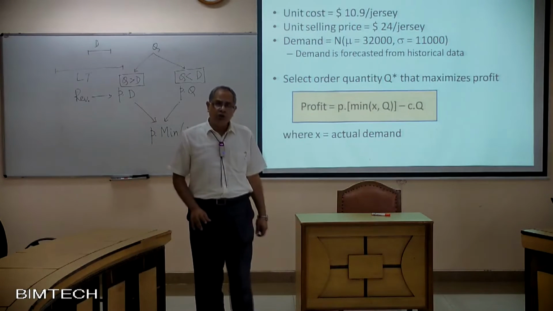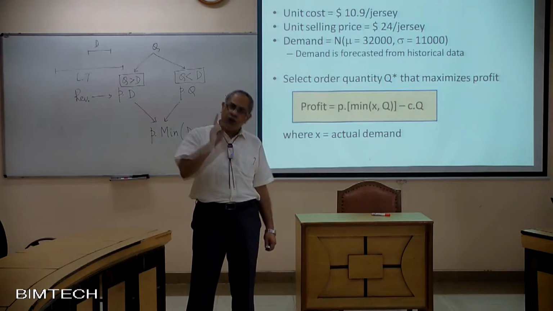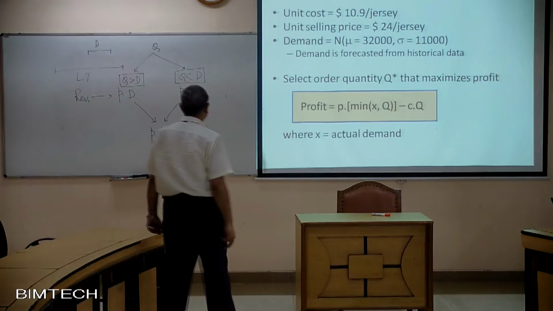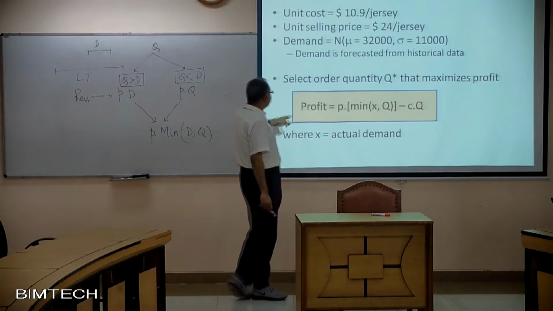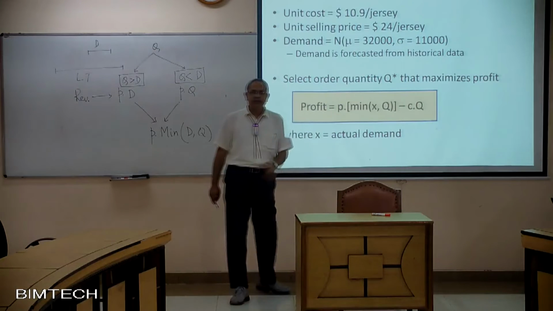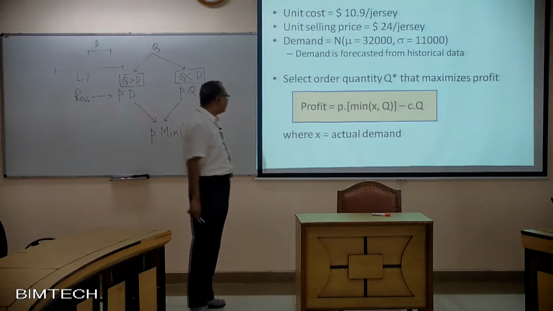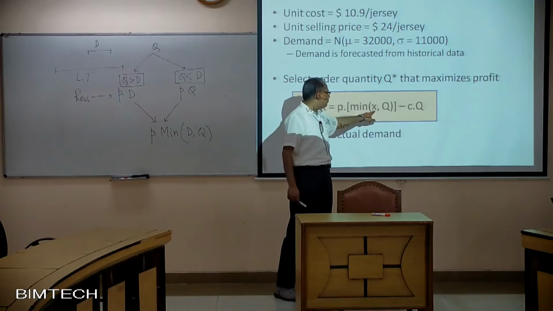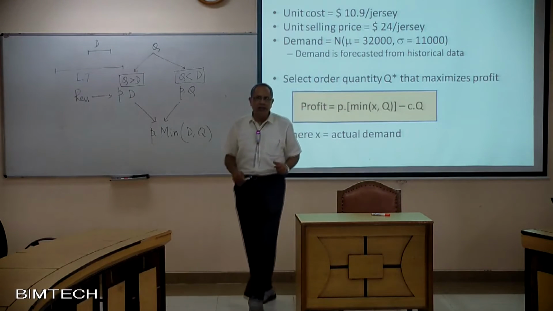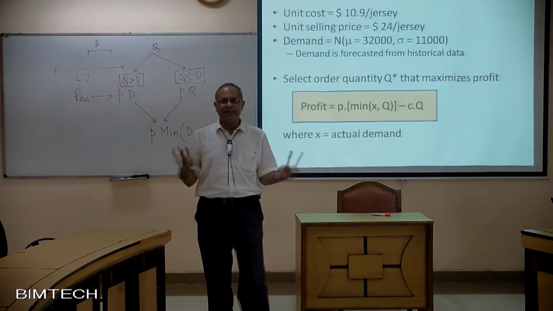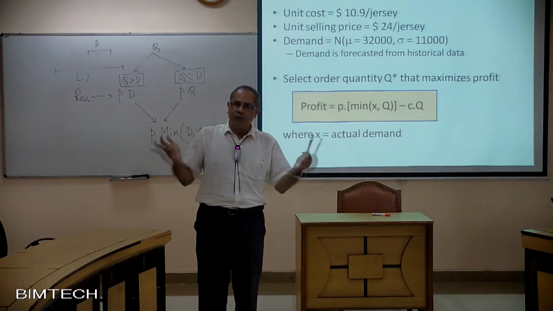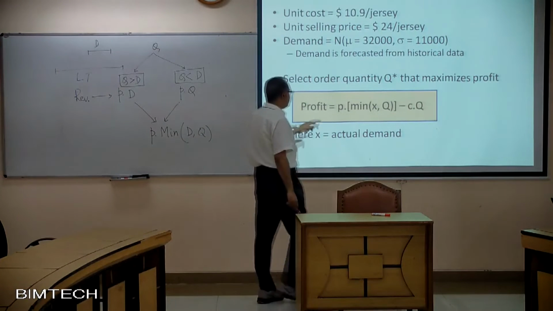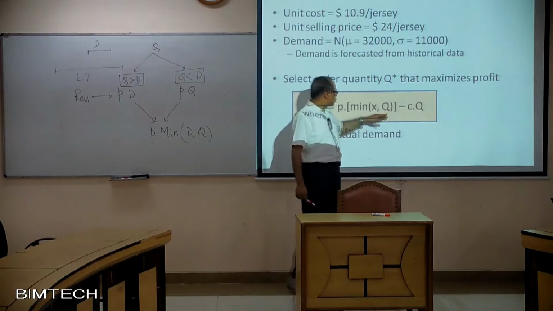If D is less than Q, then you are able to sell only D. If Q is less than D, then you are able to sell only Q. So this is what it is. So here we are saying that the profit that Reebok ends up making is price P multiplied by the minimum of X comma Q. We are calling the demand here X because X is a random variable, which the demand is. So we are saying minimum of demand comma order quantity. Okay, so this is the revenue.